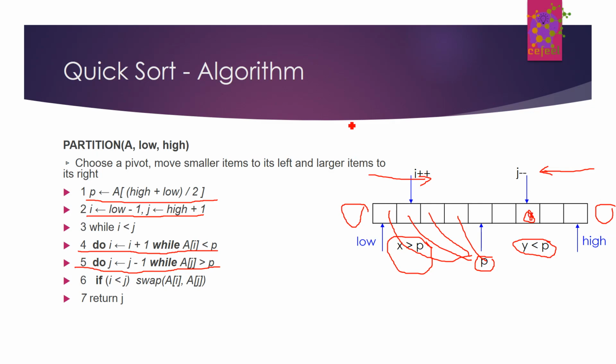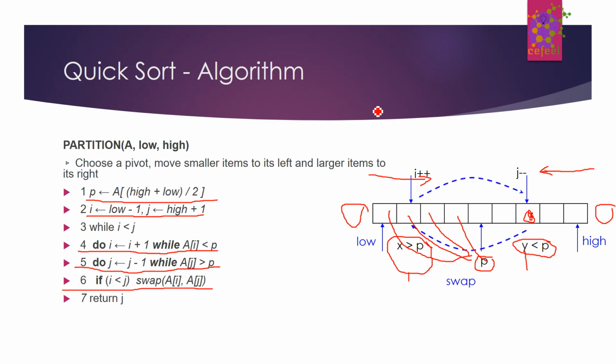If we haven't found one, we just keep decrementing J till I and J collide. So let's say at some stage we have found an X that is out of order and a Y that is out of order, which means X is greater than P and Y is less than P. Then we go to step 6. In step 6 we check if I is less than J, which means I and J haven't crashed and we are still doing our basic checks to see if we have found an element out of order. Then we just swap those two elements.